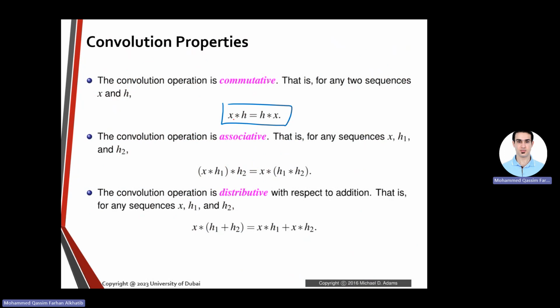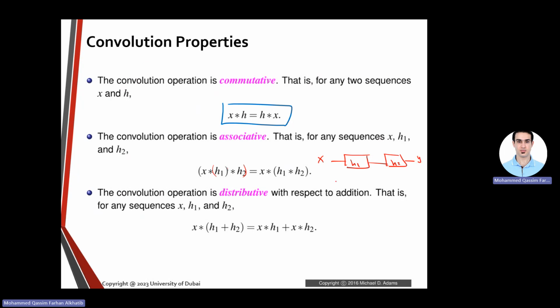x convolves h is going to equal h convolves x. So they are interchangeable. It is associative. Again, convolution is nothing but multiplication and addition. So you can, let's say, remove the parentheses and put them here, assuming that you have 3 variables, or assuming you have 2 systems here. So that's h1, and that's another one here, h2.